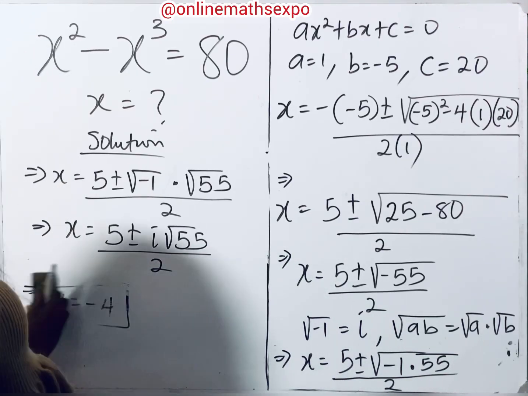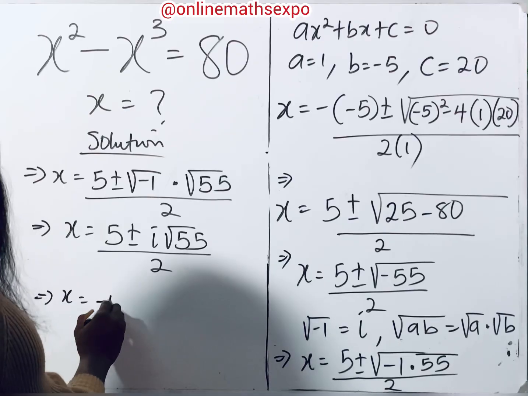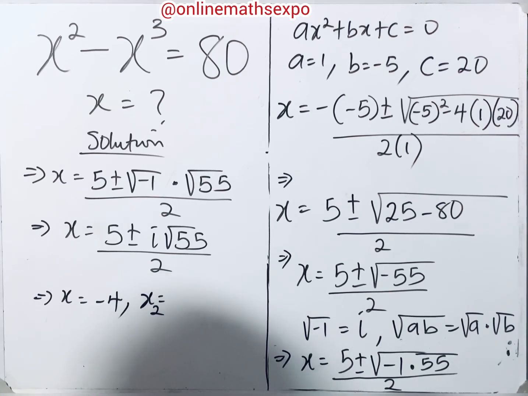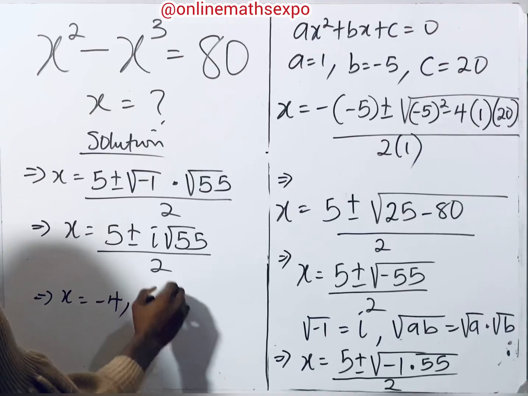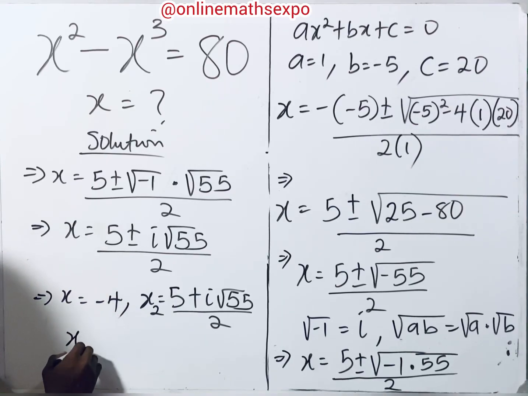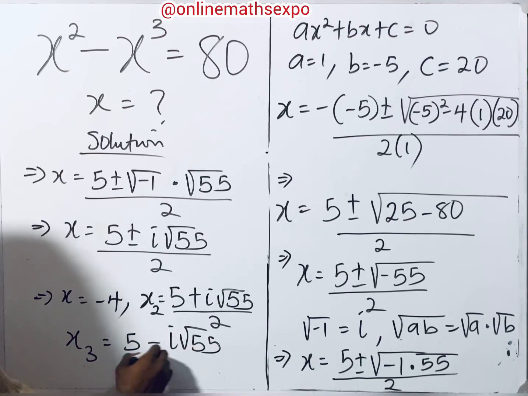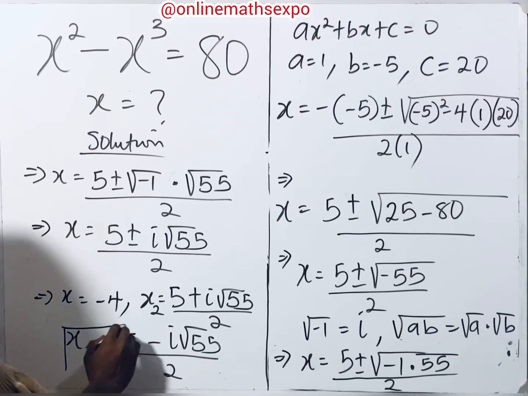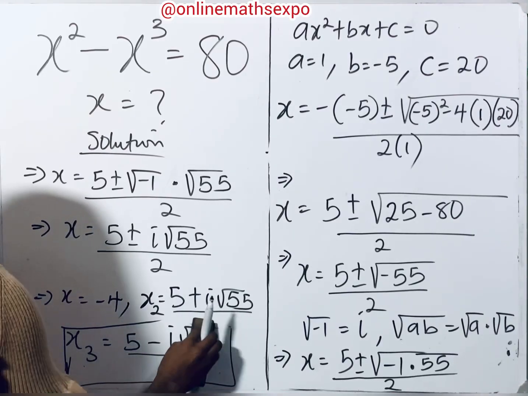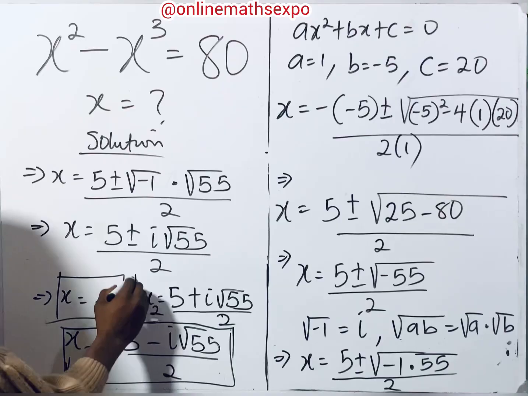So in that case, we are going to conclude that our x is going to give us, remember the first solution we have as negative 4, I hope you're with me. Then the second solution is that x is equal to 5 plus i root 55 all over 2. And finally, we have x is equal to 5 minus i root 55 all over 2. Now, these are the three solutions for this equation. Let's write this better. These are the solutions. I hope you are with me there.